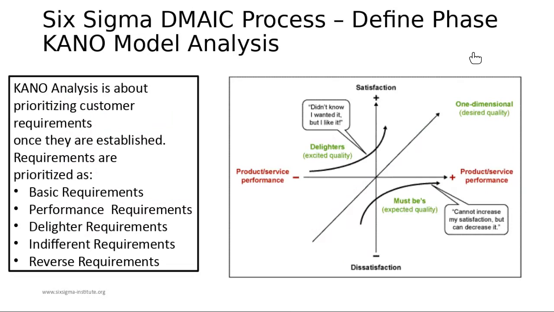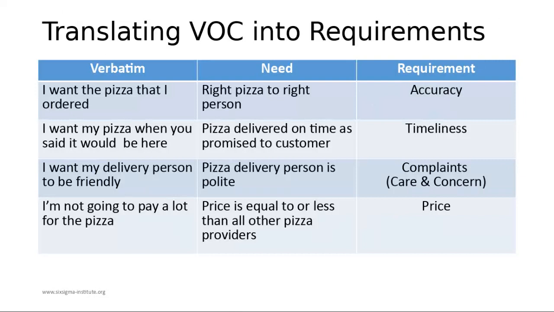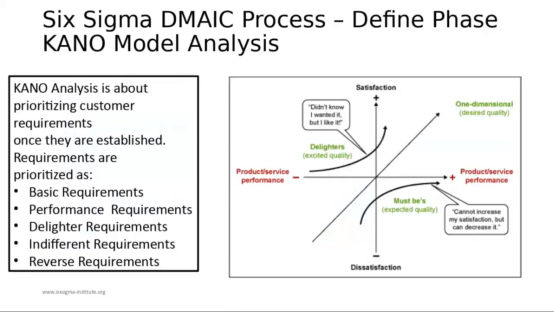There is another define phase tool. One of the tools that we just mentioned here is translating the voice of customers to a requirement, which they call critical to quality. And here is another tool for the define, which is the Kano model. The Kano model basically is about exceeding the customer expectation to meet their satisfaction.